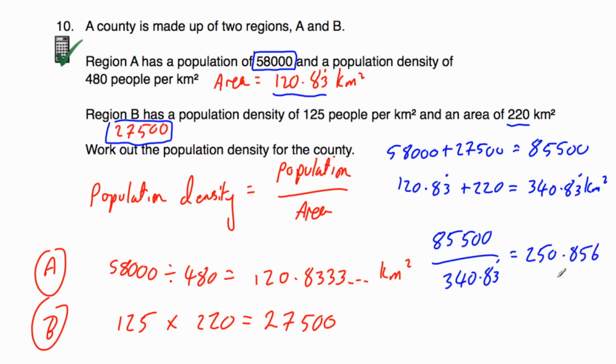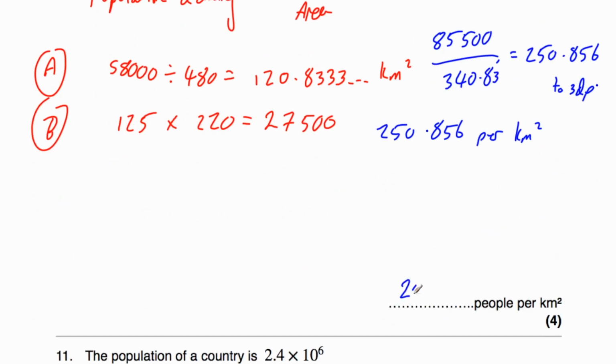And whenever we divide that, we get 250.856 to 3 decimal places. So in other words, that's 250.856 people per square kilometre. And that's the population density of the county, 250.856. And that's it.